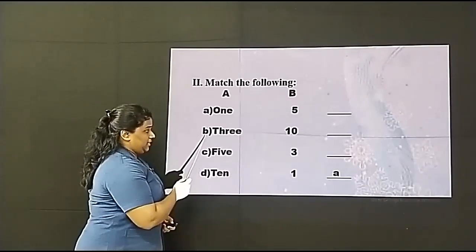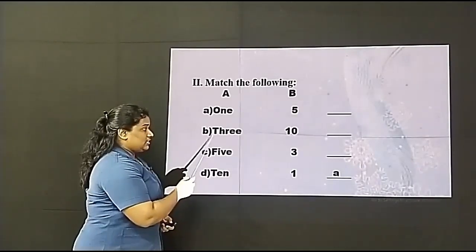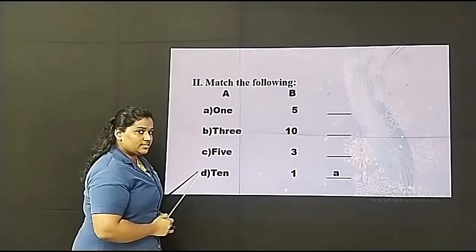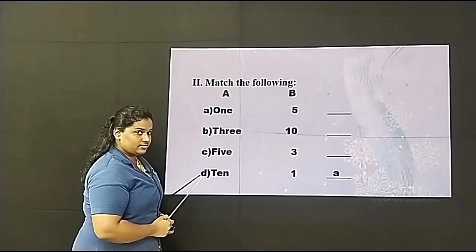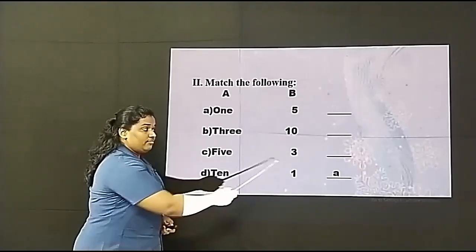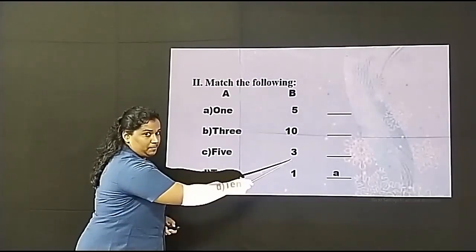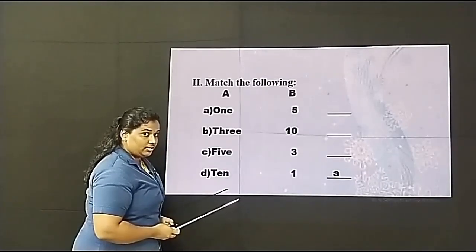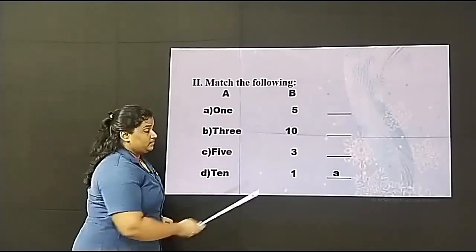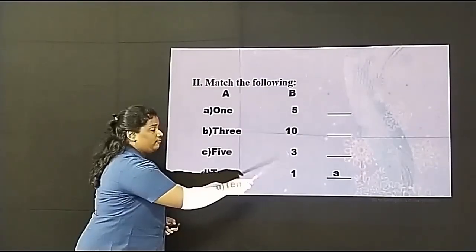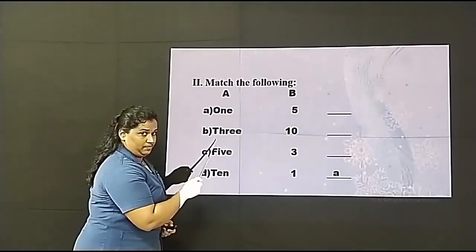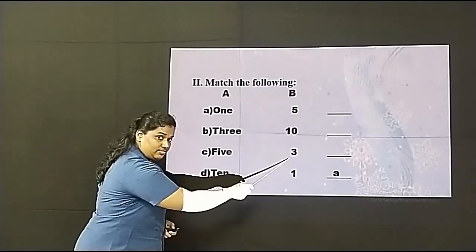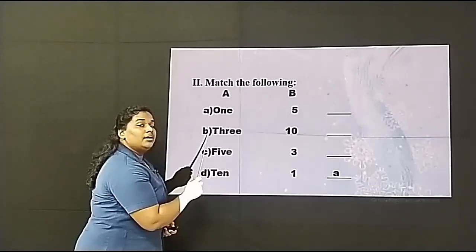Now question B. T-H-R-E-E. What is the correct answer for this? Yes, 3 is the correct answer. As I said, we are matching them by writing the question number. So 3 is the answer for question B. So in front of answer 3, let's write the question number B.